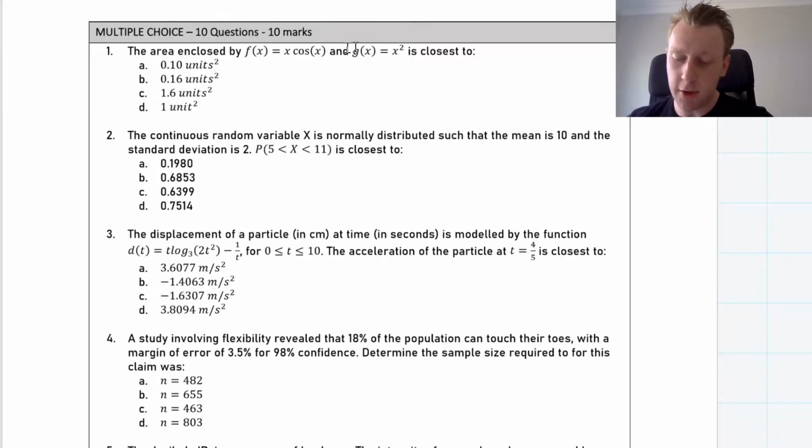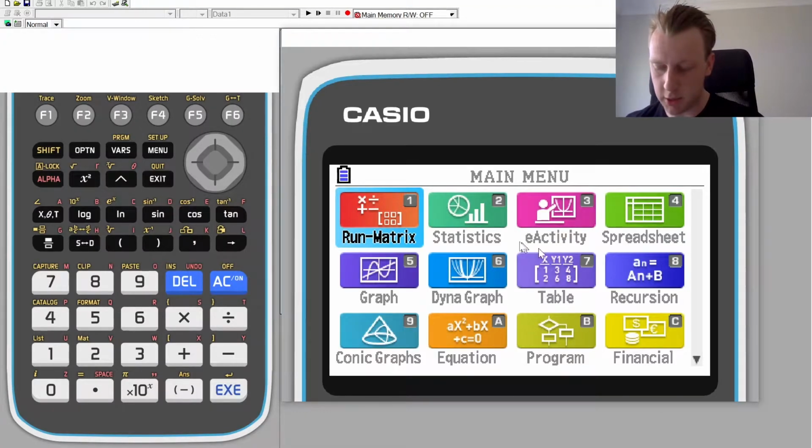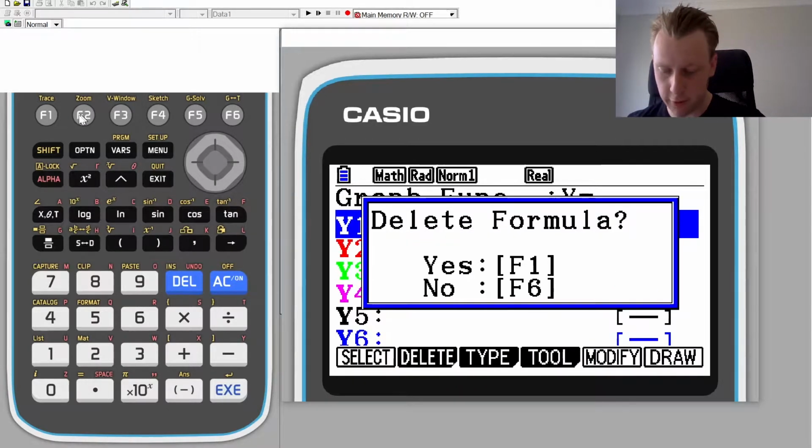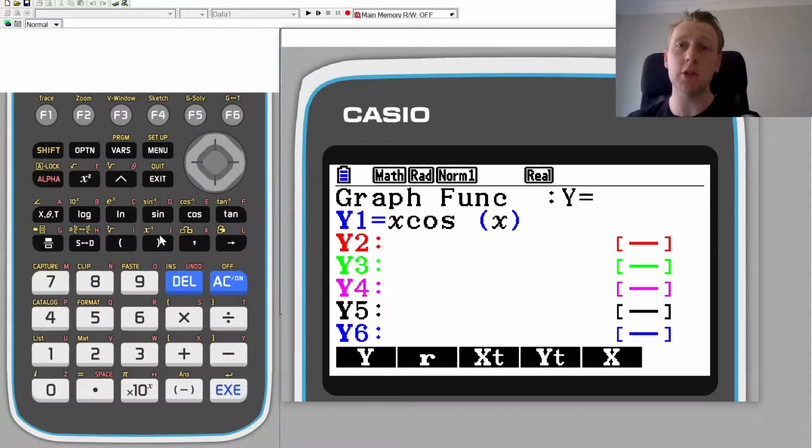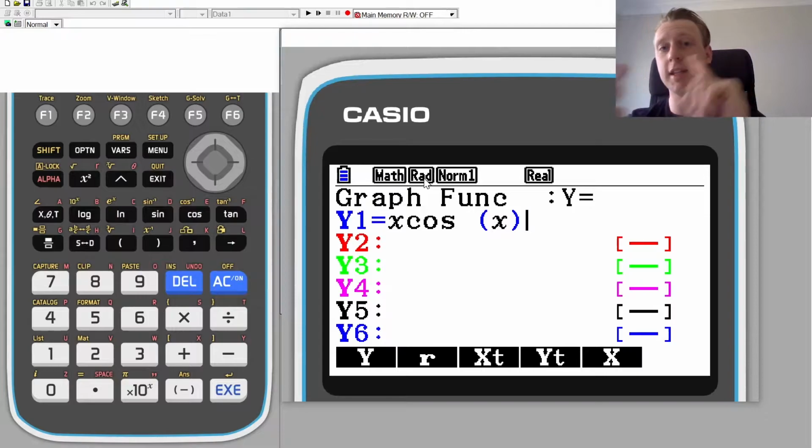So when we're determining the area enclosed by 2 functions, what you want to do is graph them, and then there is a nice little function in there. So we go to the graph part, so number 5, and I'm going to put in my graphs here. So it's x cos of x. And whenever you're putting in a trig graph, make sure you are in radians. If you're in degrees, your graph is going to be off. So if you're doing graphing or any calculus on your calculator and you're using trig, you must be in radians.